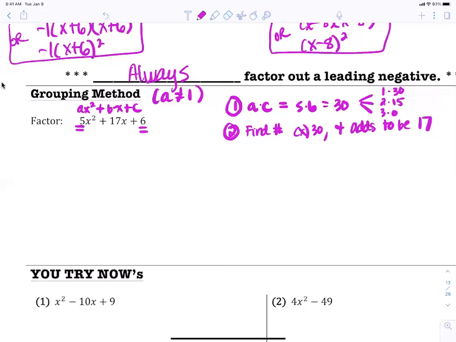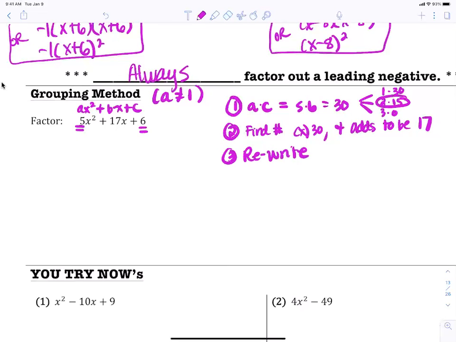All right, now, the number that multiplies to be 30 that also adds to be 17, the only option that would work here for us is 2 and 15. So step 3, this is what we call the rewrite step.